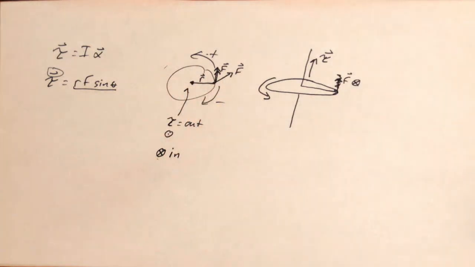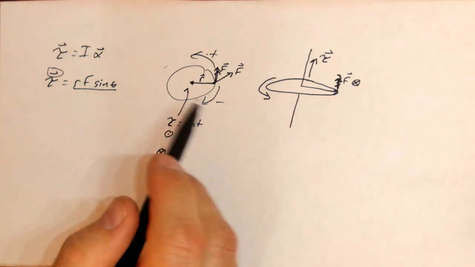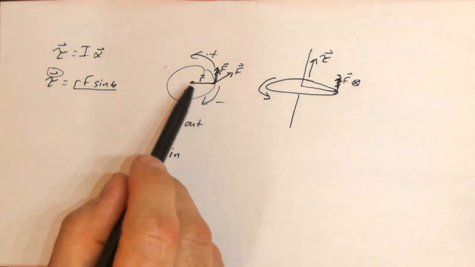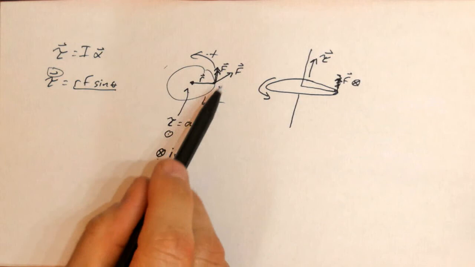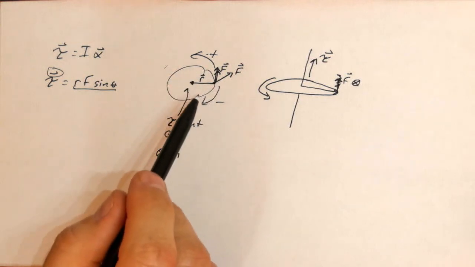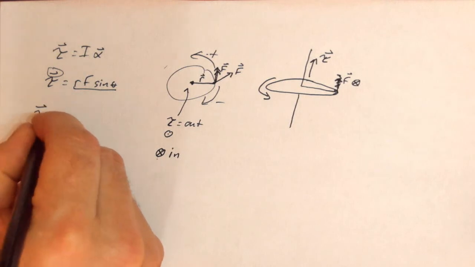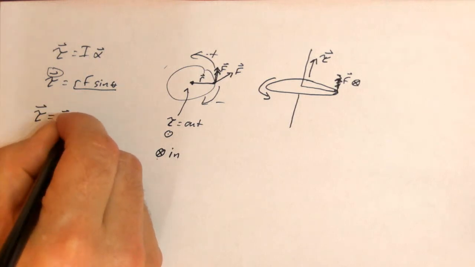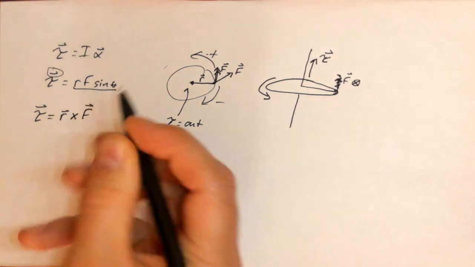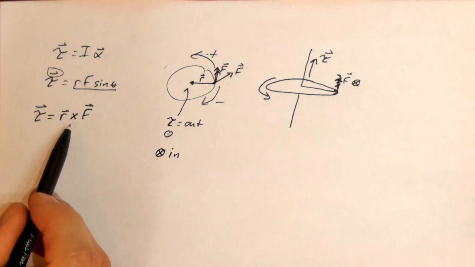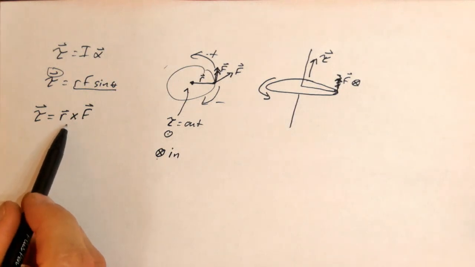Okay? Now generally, there's a mathematical way of representing this perpendicular effect, and we call it the cross product, the vector cross product. We write it like this: R cross F. So that's not a multiplication sign. That is a specific vector product. Okay?